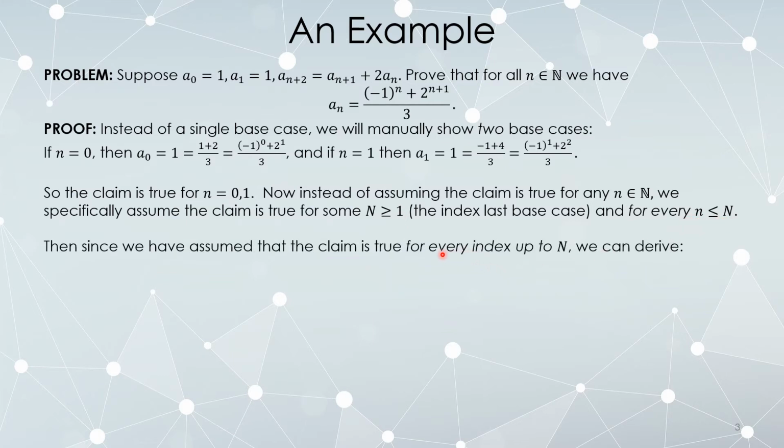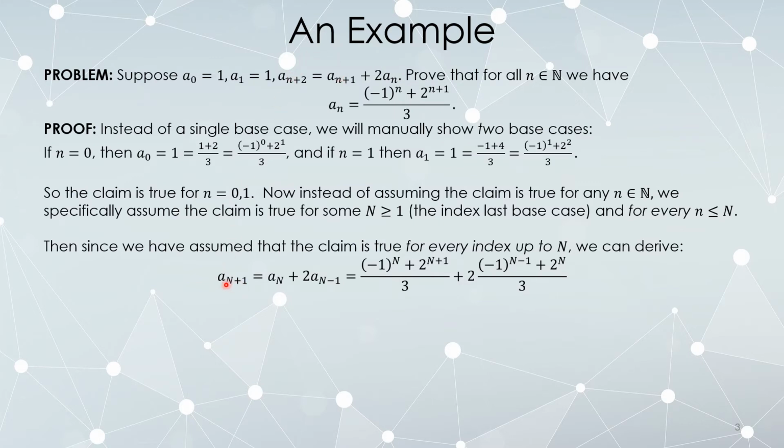So since we've assumed the claim is true for every index up to N, here's our inductive formula for the next term. Compare this to the one that was given here. a sub n plus 2 is a sub n plus 1 plus 2 times a sub n. This index is 1 larger than that one, and this index is 1 larger than that one. That's the important relationship. The way it's written isn't so important. It's the relationship between the indices. This index is 1 smaller than this, and this index is 1 smaller than that.